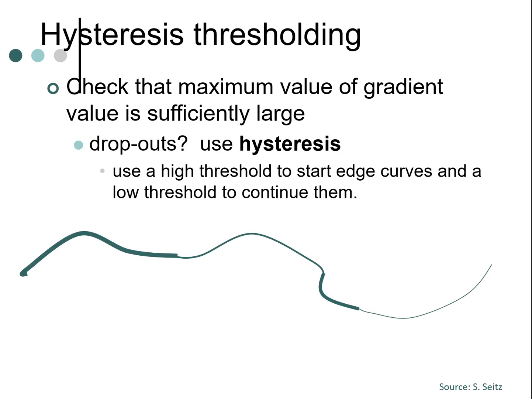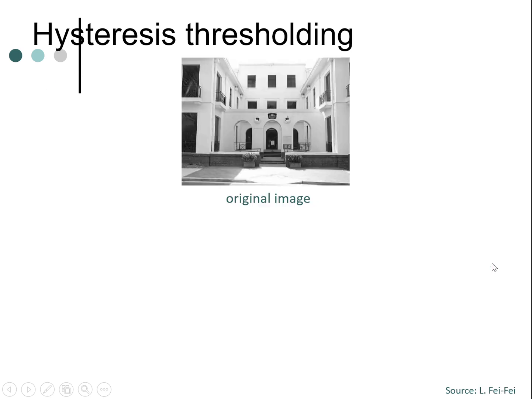Then the topic is hysteresis thresholding. In this we check whether the maximum value of the gradient is sufficiently large. If not, if there are dropouts, we are supposed to use hysteresis. In this hysteresis, we use a high threshold to start the edge curve and we can continue them to the low threshold. See here, we can start the edge and we can traverse the edge until it ends. If it breaks or discontinues, we can start again.